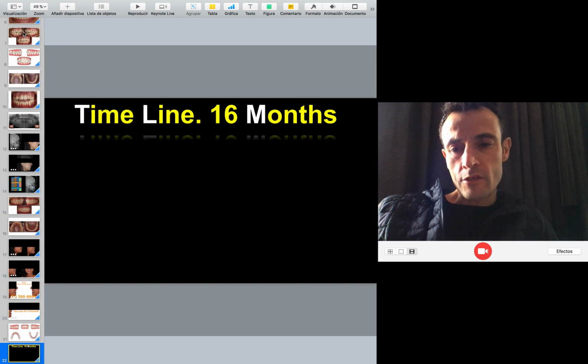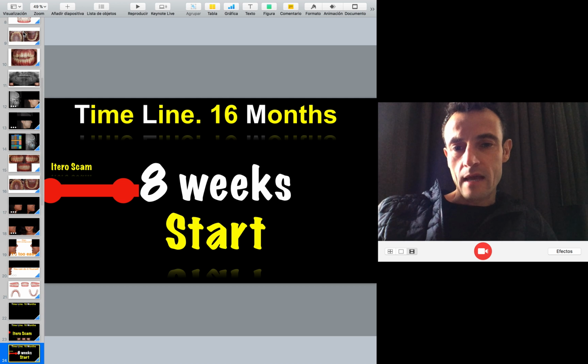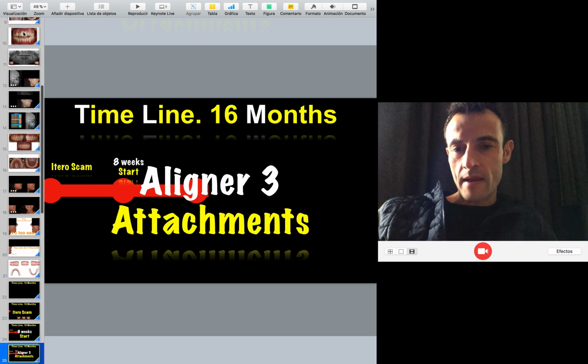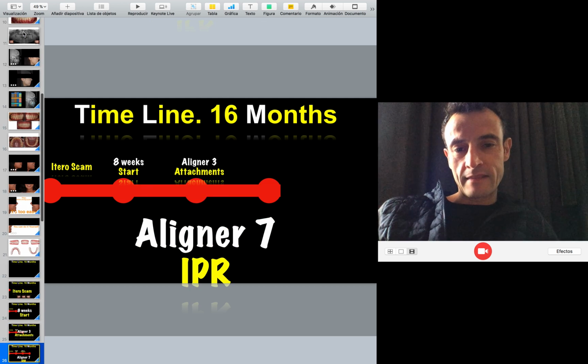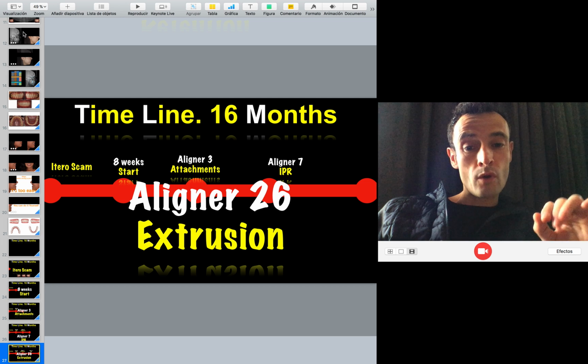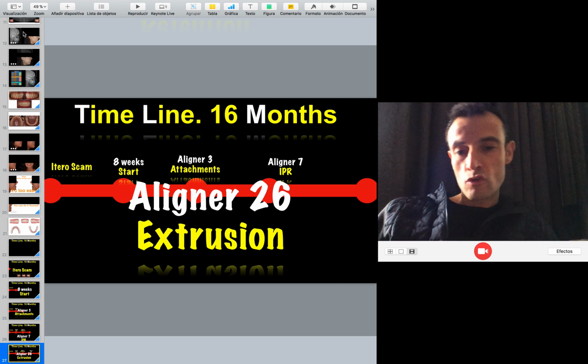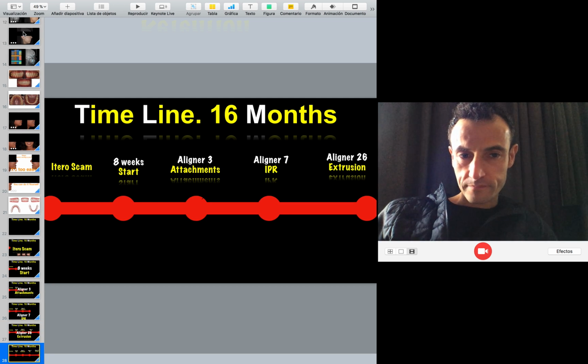Okay, and you can see here the line of the treatment where we start with the iTero scan. After 8 weeks, we start with the treatment. In aligner 3, we put the attachments. I did the IPR in aligner 7. I start with the anterior extrusion in aligner 26, not at the beginning, because the first thing that I have to do is to develop the arch. So I start with the extrusion in aligner 26.